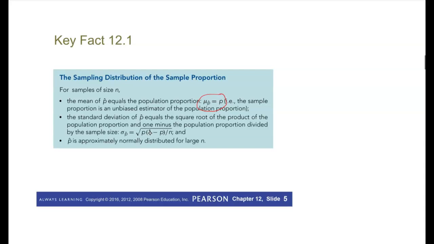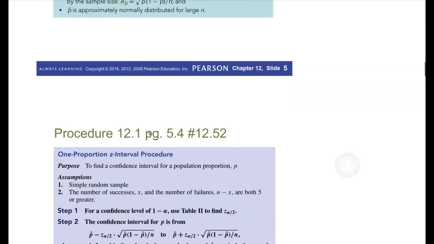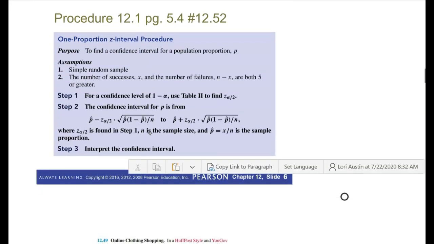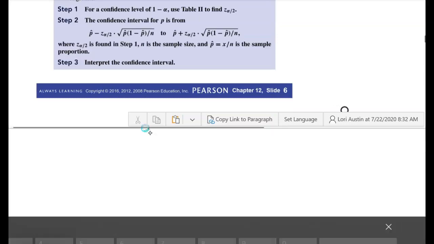The standard deviation is calculated a little bit differently, and this goes back to, if you recall, what we did with binomial distributions. Our standard deviation is going to be the square root of p times 1 minus p divided by n. And of course, we need to have p hat approximately normally distributed for large n's.